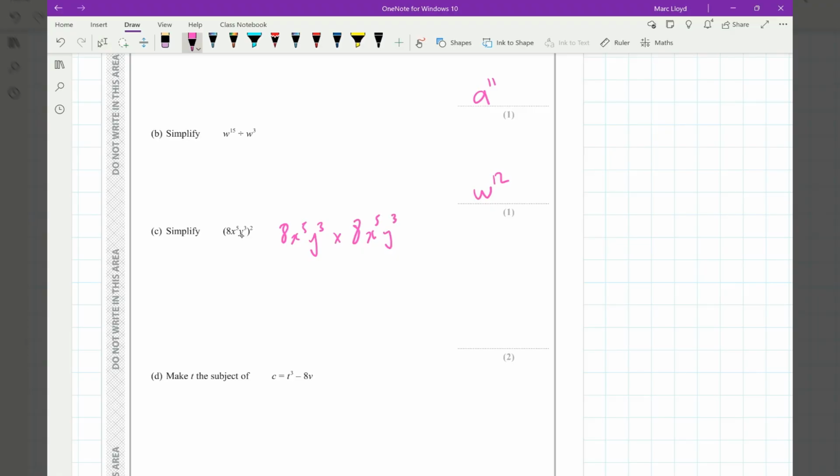So it's the value inside the brackets multiplied by itself. Therefore, you do 8 squared, 64. And then we do x to the 5 times by x to the 5, which is x to the 10. And then we've got y cubed times y cubed, which is y to the 6.